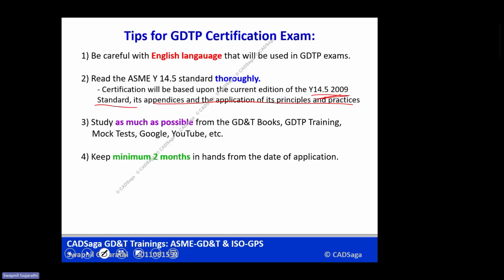Keep a minimum of 2 months in your hands from the date of application. Consider that today I booked my slot. I should not be very aggressive and say next month I will appear for the examination. Guys, in 1 month you have 8 weekends. Even if you have Saturday and Sunday off, you will go shopping, you will go for groceries, you will go to some sightseeing place with your kids and family, and sometimes you don't feel like reading. Sometimes you will be sick. So make sure you don't be very aggressive in terms of scheduling the exam.